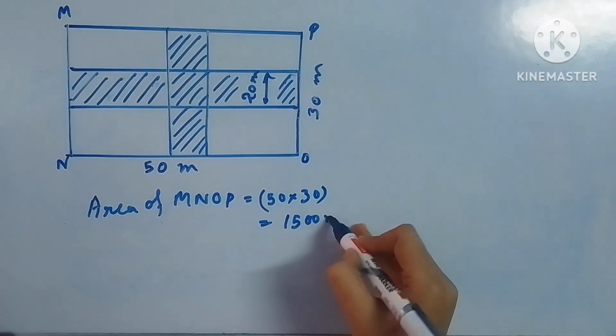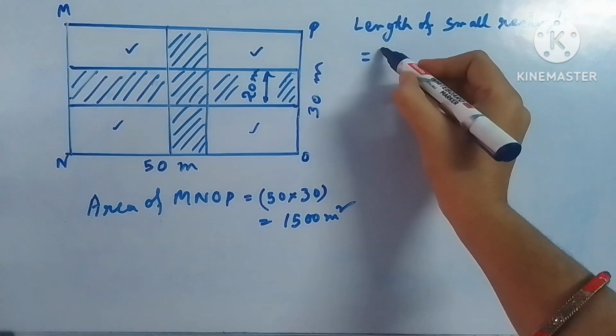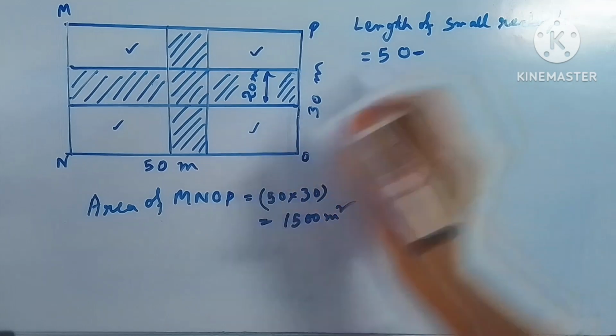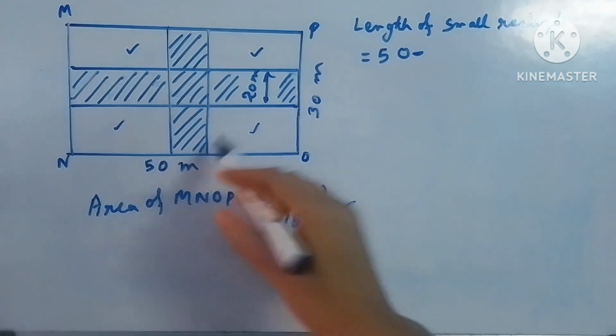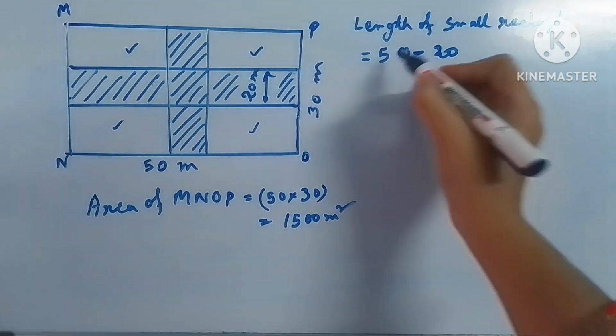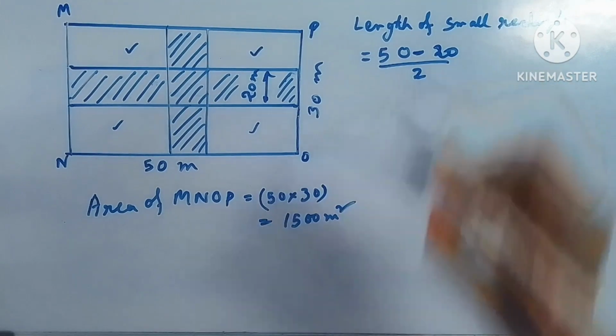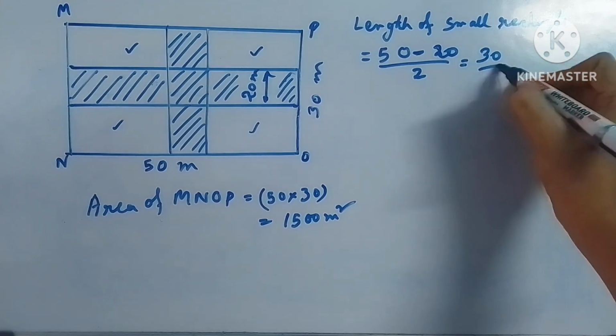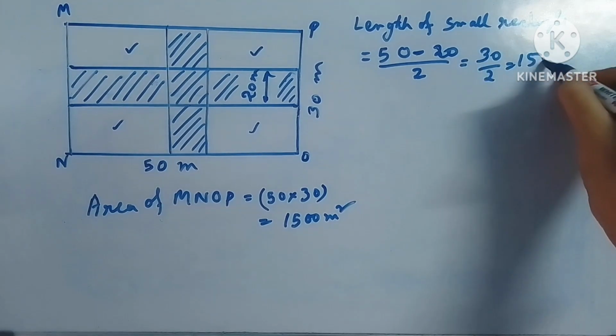Now first I am calculating the area of the total park. Now I am calculating the length and breadth of the 4 small rectangles. First, for the length, we have to eliminate the thickness of the road from the total length of the big rectangle, and then I have to divide it by 2, same as the breadth.